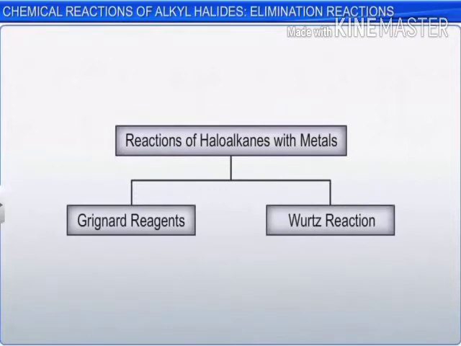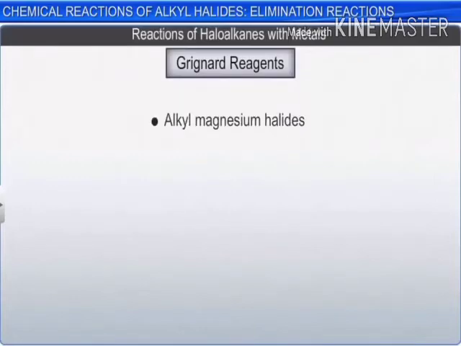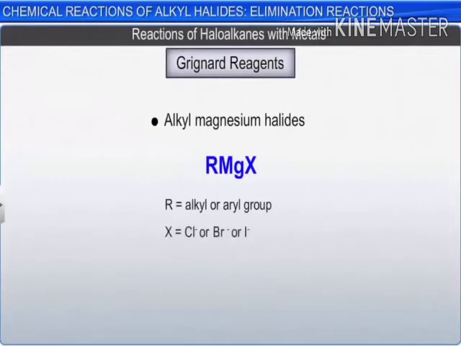One important class of organometallic compounds is called Grignard Reagents. Grignard Reagents are alkyl magnesium halides. They have the general formula RMgX, where R is an alkyl or aryl group and X is a chloride, bromide or iodide.